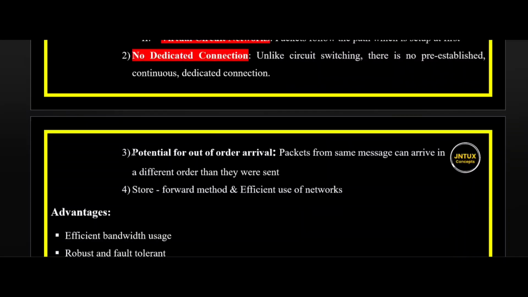Potential for out of order arrival. Packets from the same message can arrive in a different order than they were sent. This is a key drawback of packet switching networks. The packets are sent from the source in a particular order, but when they reach the destination, they arrive out of order, not in the order in which they were sent from the source.